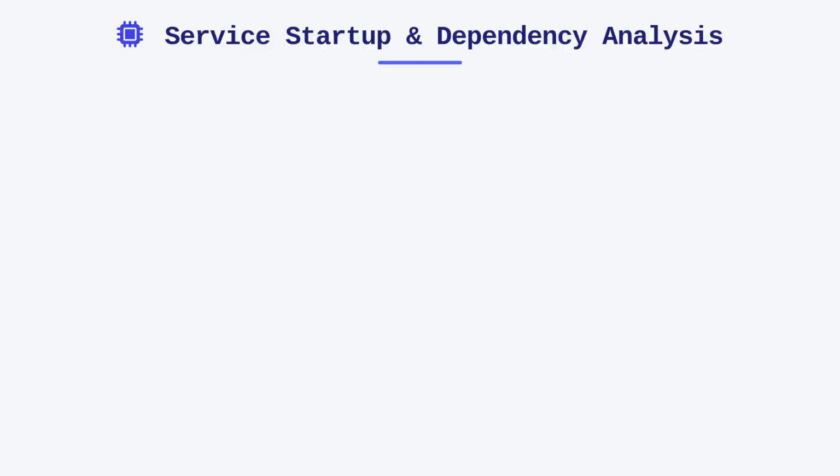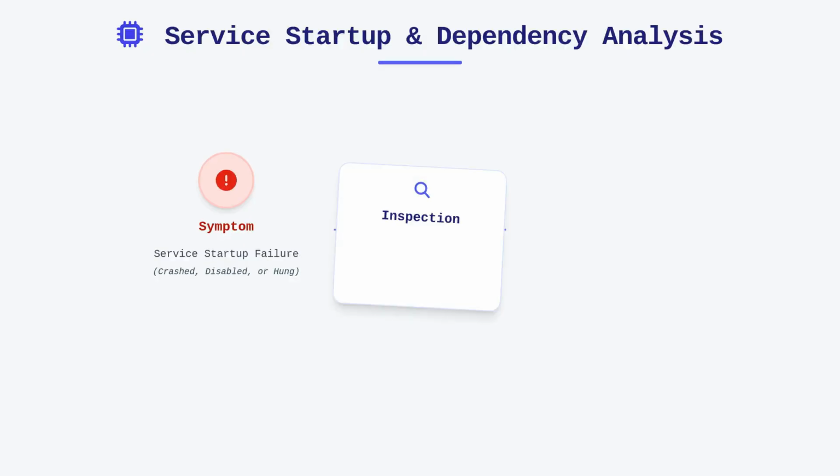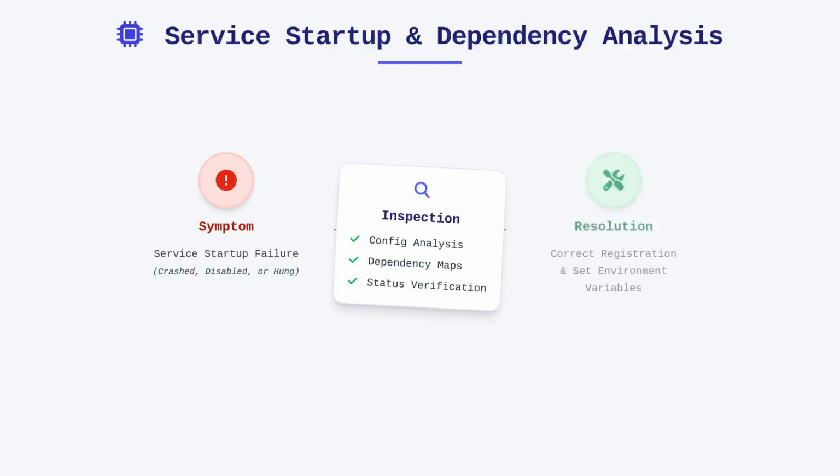Service startup failures and dependency chains represent a frequent, yet often overlooked, category of software issues. A service may fail because it requires another service that is either disabled, crashed, or currently in a hung state. When debugging such failures, we must inspect the service configuration to identify its dependencies and verify the status of each requirement. If a dependency is missing, resolving the issue involves correcting the service registration or ensuring the necessary environment variables are set correctly during the startup sequence.